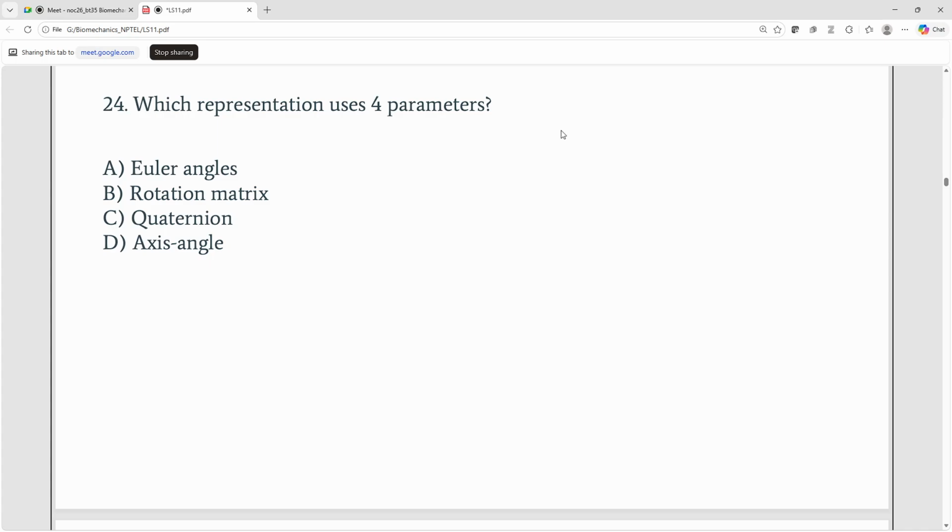Next question. Which of the following representations uses 4 parameters? Is it Euler angles, rotation matrix, quaternion, or axis angle?